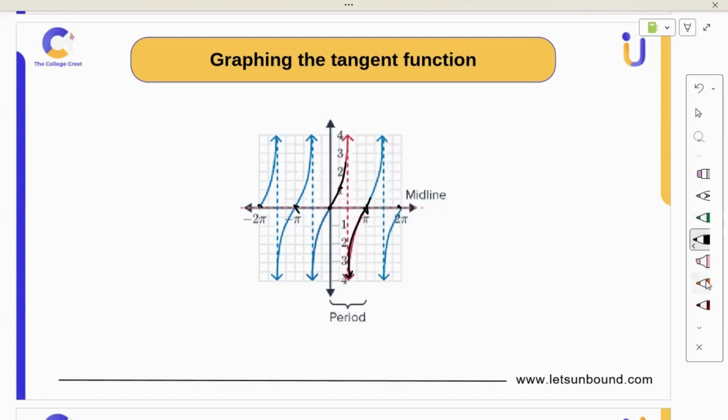So the midline is the x-axis, and there are the vertical asymptotes. Its concavity changes between two asymptotes. If you observe, you can see a pattern for the tan function: concave down increasing, then concave up increasing. It's increasing anyway.